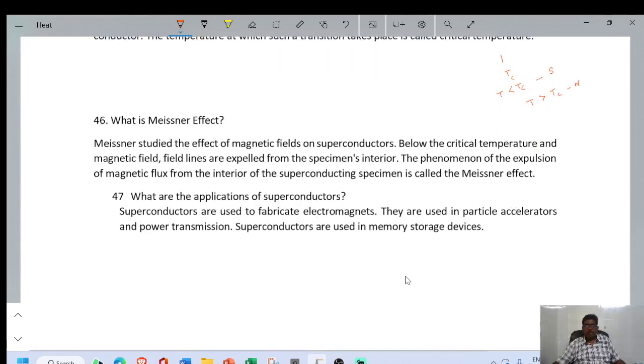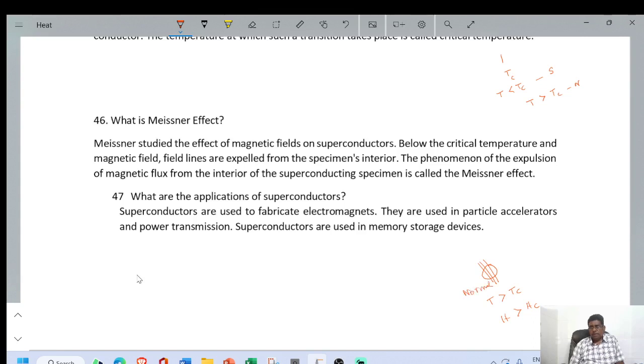What is Meissner effect? Meissner studied the effect of magnetic field on superconductors. Below the critical temperature, the magnetic field lines are expelled from the specimen's interior. The phenomenon of expulsion of magnetic flux from the interior of the superconducting specimen is called Meissner effect. See, this is a superconducting material. If the temperature is greater than Tc and the magnetic field is greater than the critical field, magnetic field lines are passing through the specimen.